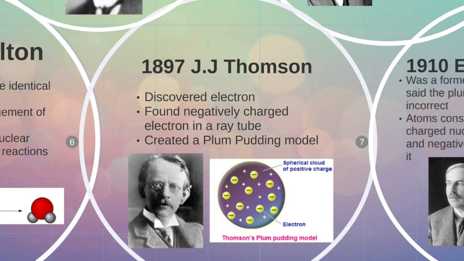In 1897, J.J. Thomson discovered electrons. He found a negatively charged electron in a ray tube, so he made a model of a plum pudding. The negative electrons represented the raisins in the plum pudding. The dough contained the positive charge. Thomson's model of the atom did explain some of the electrical properties of the atom from electrons, but failed to show the positive charges in the atom as particles.